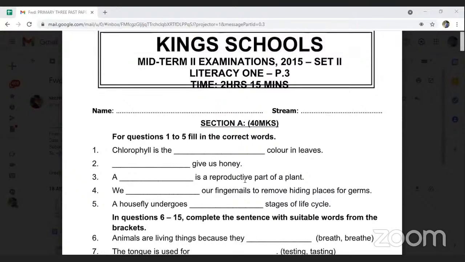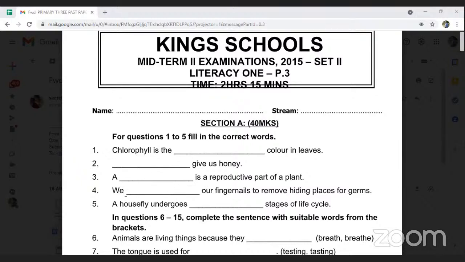Reproductive is just the part. Reproduction is just producing another organism, another thing, another plant, another animal. Producing, that's what reproduction means, producing another. So for plants, they use a flower as their reproductive part, the part that produces another, as simple as that. So it is a flower.